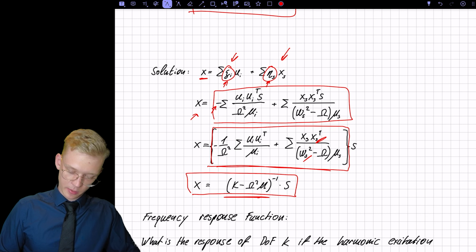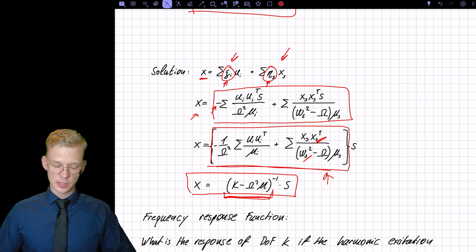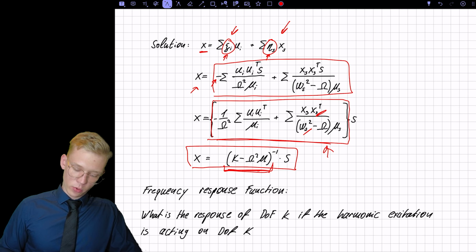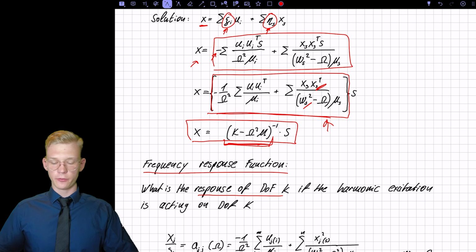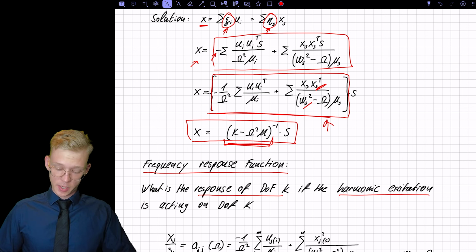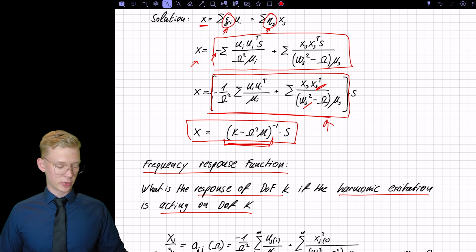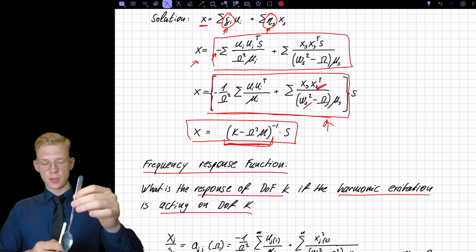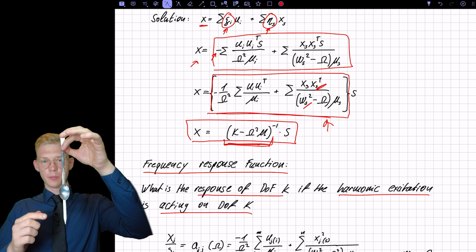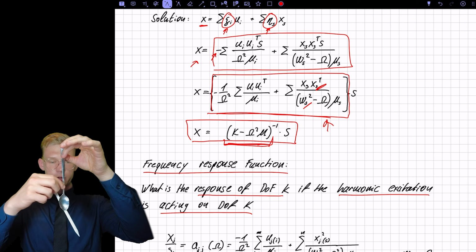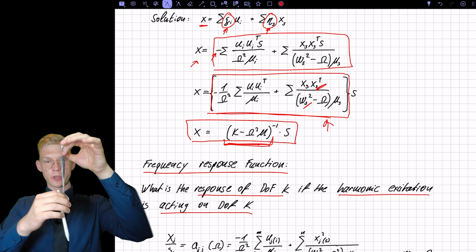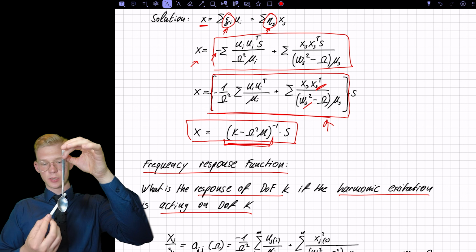So by getting this equation, we can now invert this matrix. And now we can talk about the actual frequency response function. What is the response of degree of freedom k if the harmonic excitation is acting on our degree of freedom? So for example, if we have a double pendulum and I apply a harmonic excitation on the first degree of freedom, how will the first degree of freedom change and how will the second degree of freedom change?